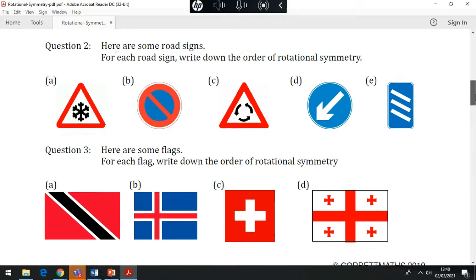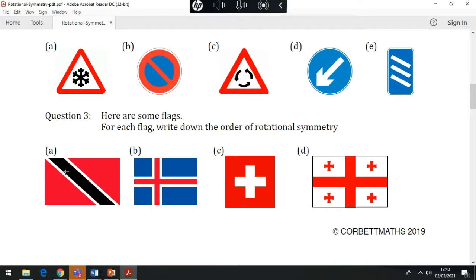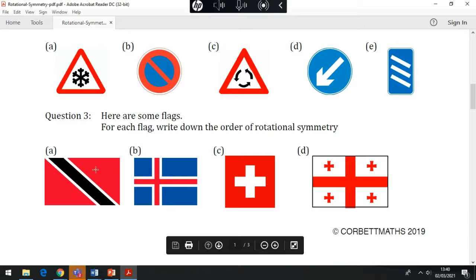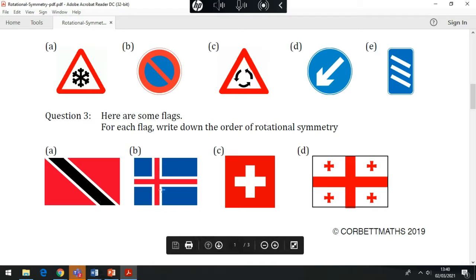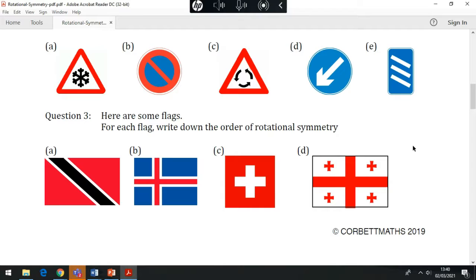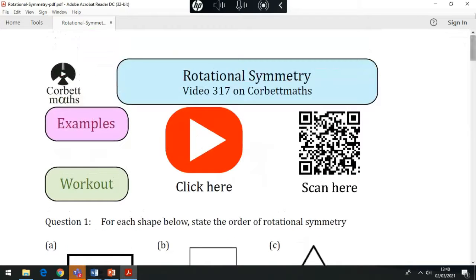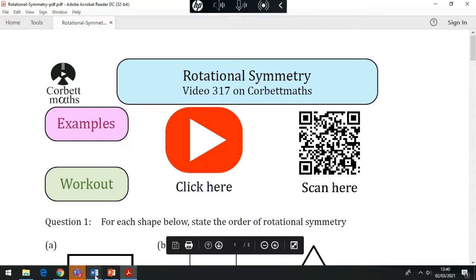And for question 3, there are some flags. Again, we all know that a rectangle and a square, we should know by now what the order of symmetry is for a rectangle and a square, but when they have a pattern on them, we have to make sure that the pattern fits each other as well. So when we rotate round, we have to make sure that our pattern looks the same each time we rotate it. Okay, so that's today's worksheet.